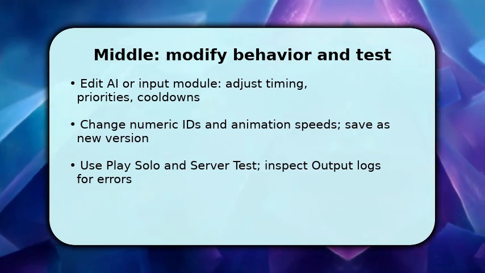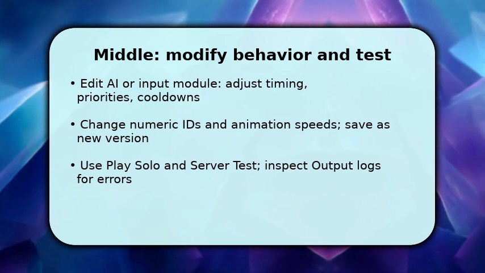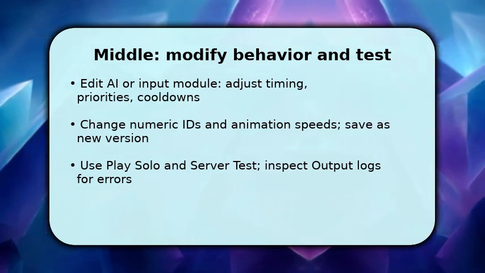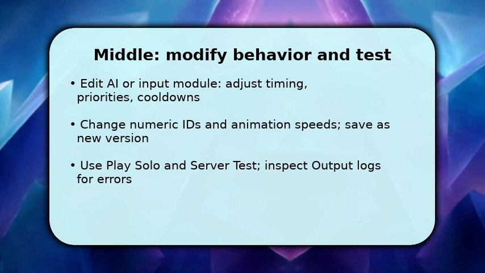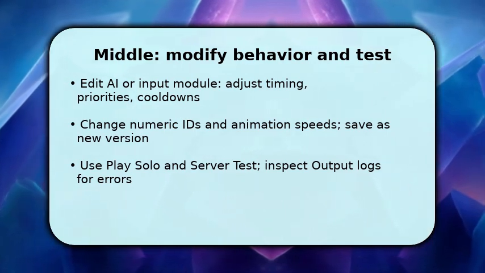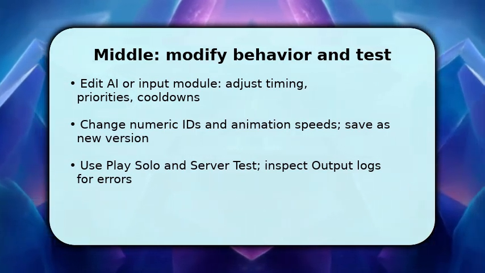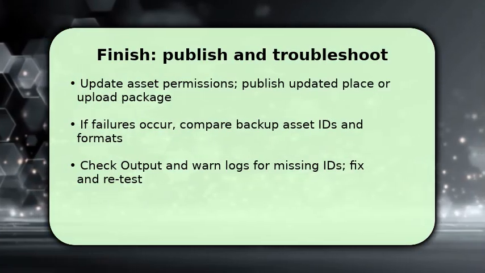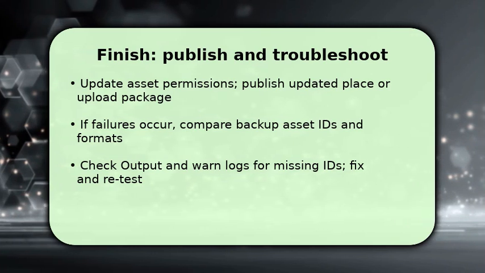Make sure to increment version comments and keep a change summary so you can revert. These deliberate edits reduce unpredictable behavior and help you test interactions. Finish by updating asset permissions, applying final ID swaps, and running a full server client test.